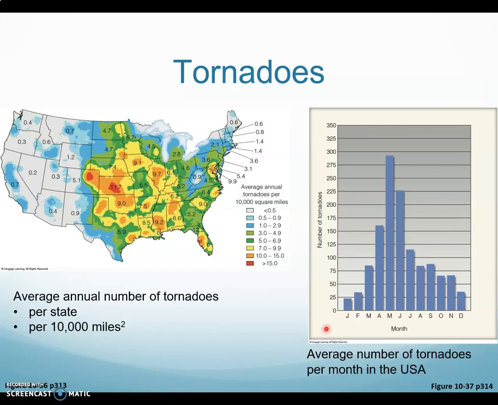When do we see the tornadoes the most? Well, this is the average number of tornadoes per month in the U.S. You can see that in May, that number is definitely the highest. Now, we do sometimes see a secondary season in November. In November, we do see a fair number of tornadoes occur there. But definitely April, May, June is the peak season for tornadoes.